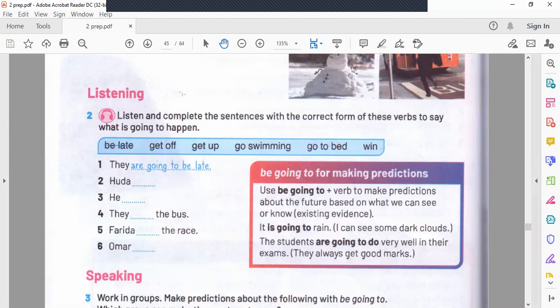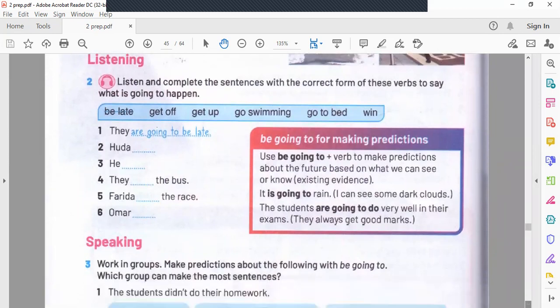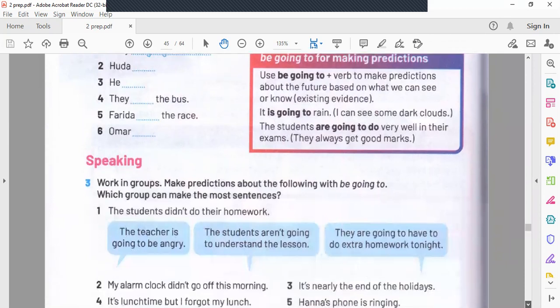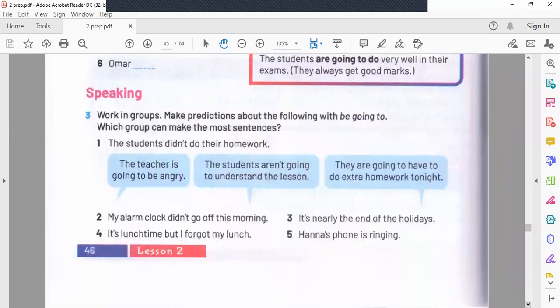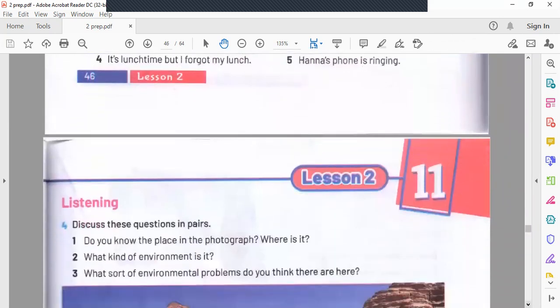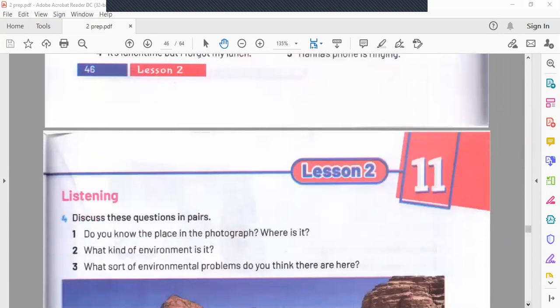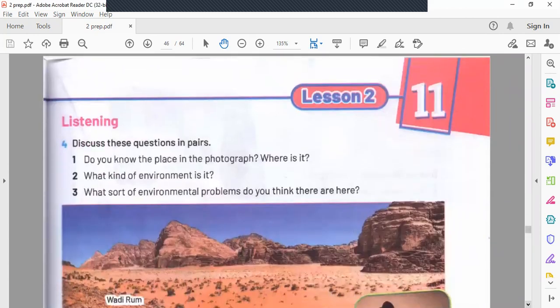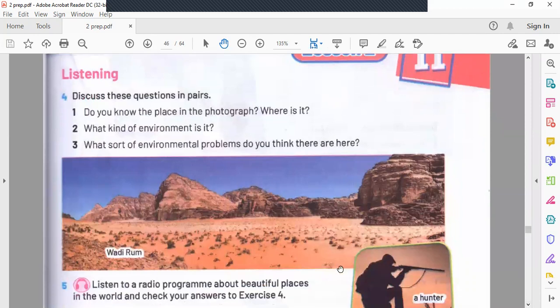Okay, let's shift to the next point. Now we're going to learn some information about an area called Wadi Rum. There is a lesson text I'm going to read.